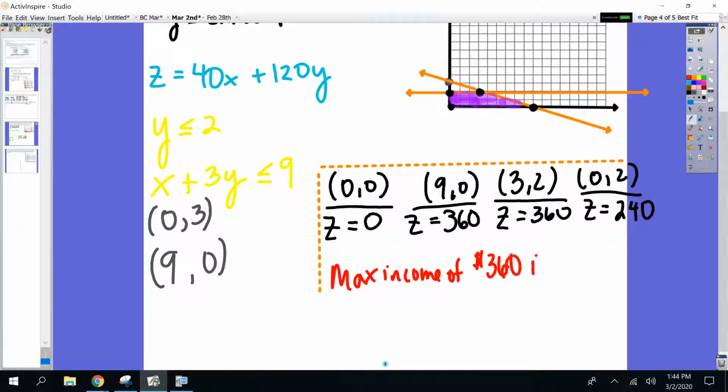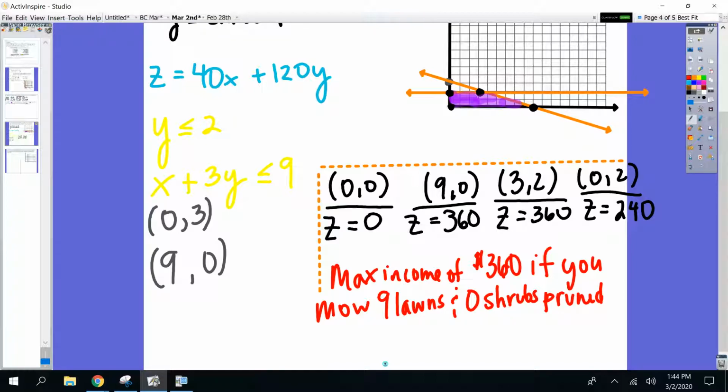Okay, so max income of, if what happens? You got to write out both instances here. Let's take the 9, 0. What's the 9? If you mow 9 lawns and 0 shrubs pruned. There you go. Just don't say pruning shrub.